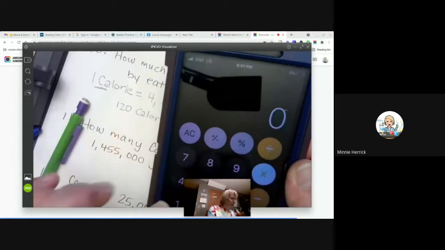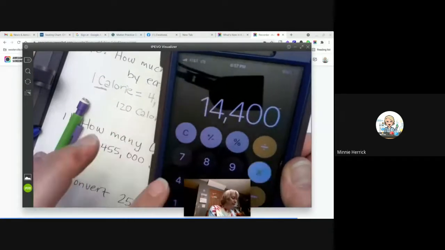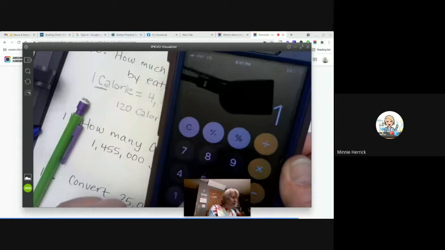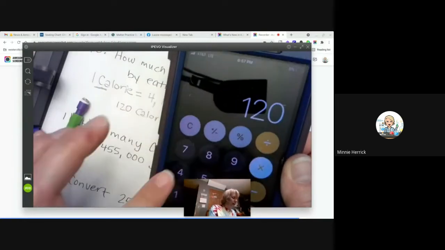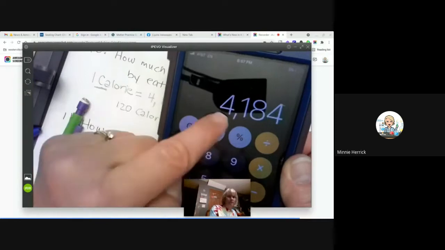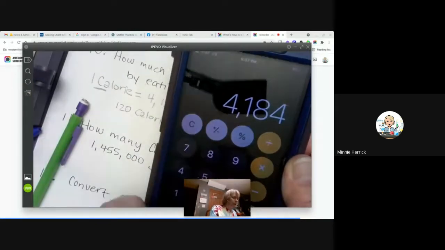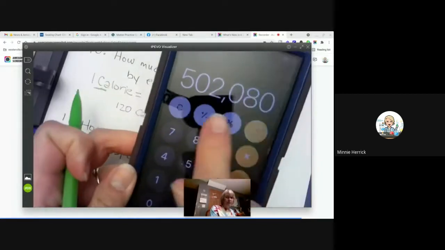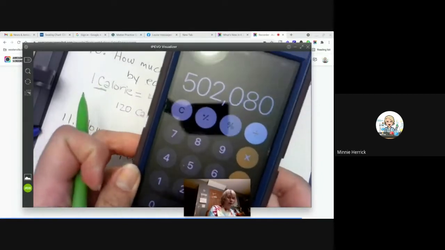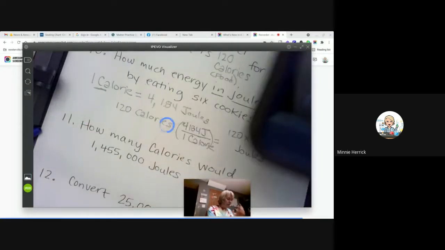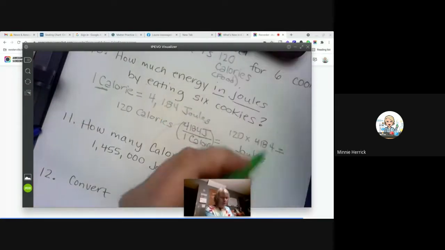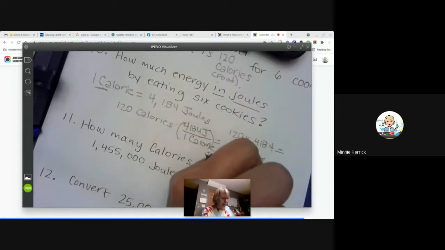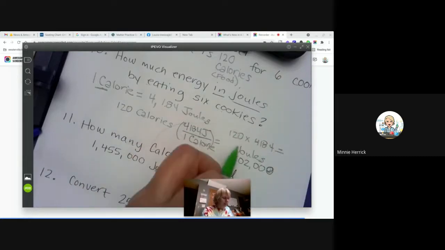So one more time, sorry about all this. 120, we're going to times it by 4,184. See how I have 4,184 times 120? It's going to be quite large. It's going to be 500,000, and 502,000. Okay, let's go ahead and put that down. 502,000. Don't worry about the extra 80 because it's only got like 2, 3, 6 big. So that's what our answer is.